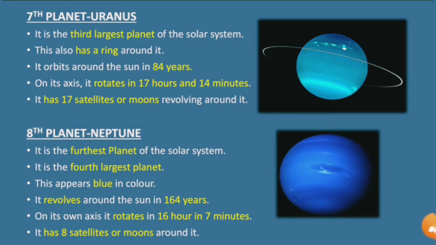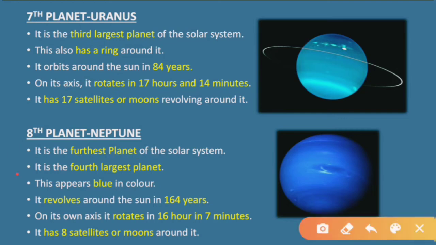Now the next and the last planet is the eighth planet, Neptune. Okay, Neptune is the eighth planet. It is the last planet of the solar system. It is the furthest planet from the sun, because it is very far away from the sun. It is far away from all the other planets because it comes at the last. So it is the furthest planet of the solar system.